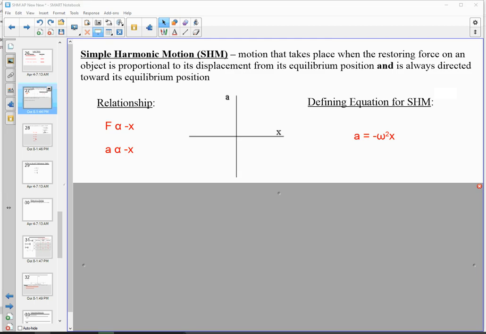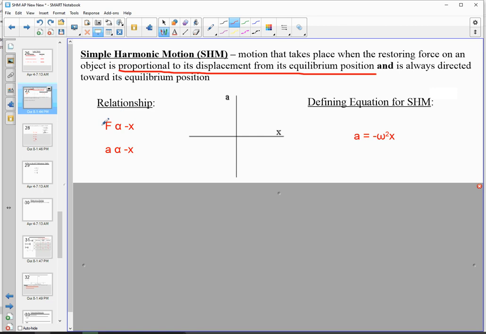All right, now to the definition of simple harmonic motion, because we have lots of things that oscillate that might not meet the definition for simple harmonic motion. You might think, why don't we start with this up front? Well, you really need to understand how acceleration and position relate to each other to know if it meets the definition. So simple harmonic motion is motion that takes place when the restoring force, you always have to have a restoring force, on the object is proportional to its displacement from the equilibrium position. That's really important. It has to be proportional to its displacement from the equilibrium position. And it has to be directed back toward the equilibrium position.